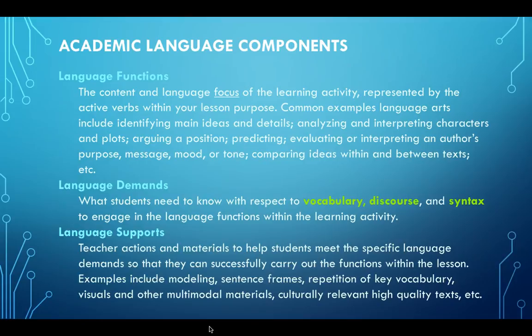Language demands is basically what students need to know with respect to vocabulary, discourse, and syntax, which I'll talk about in a minute, in order to engage in the language functions that you've identified in your lesson's purpose. Language supports are the things that you do or the things that you provide. So they are teacher actions and materials that are within your lesson and in the procedures of your lesson plan that are going to help your students meet the specific language demands so that they can carry out the functions within the lesson. Examples include modeling, frames, repetition of key vocabulary and terms, visuals, and other multimodal materials, as well as culturally relevant high-quality texts.